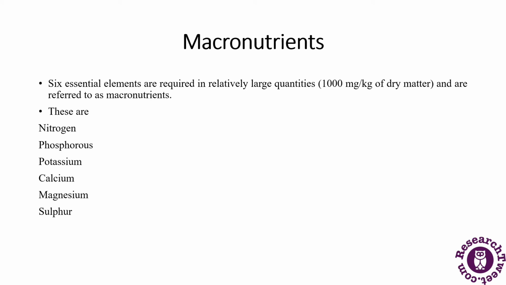So macronutrients are those that are present in very large quantities, that is around 1000 mg per kg of the dry matter, and they are referred to as the macronutrients. These are the mineral essential elements, and they are further divided into two parts, that is macronutrients and micronutrients. Examples of macronutrients are nitrogen, phosphorus, potassium, calcium, magnesium, and sulfur. These are present in very abundant quantity in the plants. We will be discussing each of these elements in detail.